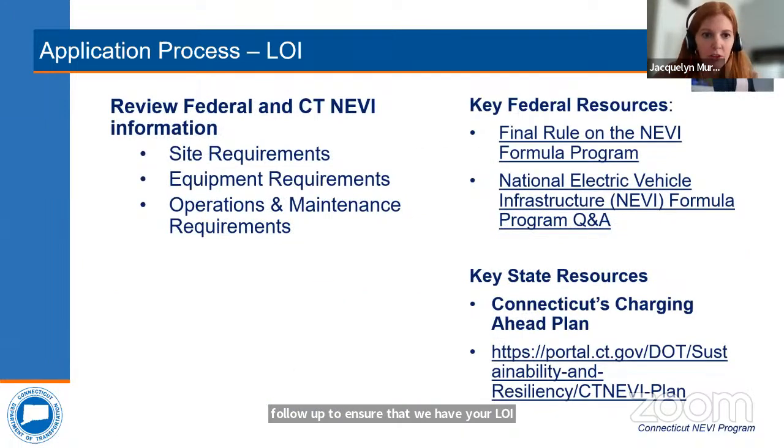All right, so let's talk about some of the resources for the LOI. First and most importantly, applicants will need to ensure that they understand and meet the federal and state requirements. These requirements cover site specifications, equipment standards, operation and maintenance guidelines, among others. And really what we're doing on this slide is giving you some links that should also be in the chat, some of those key resources to assist you in filling out our Microsoft form for the LOI. There's also FAQs provided by FHWA and a link to Connecticut's charging ahead plan there on the slide.